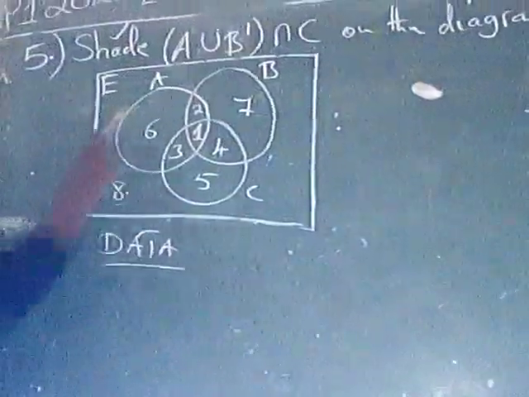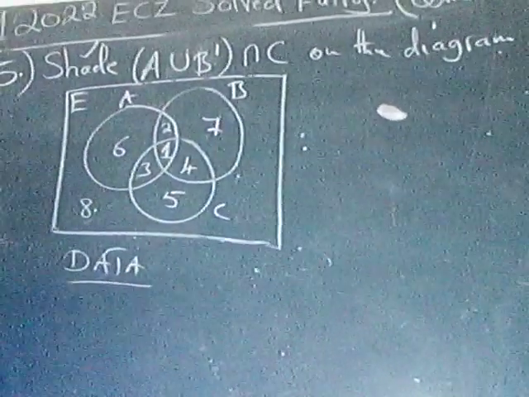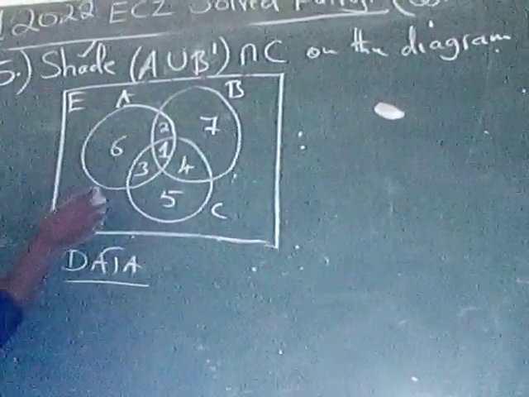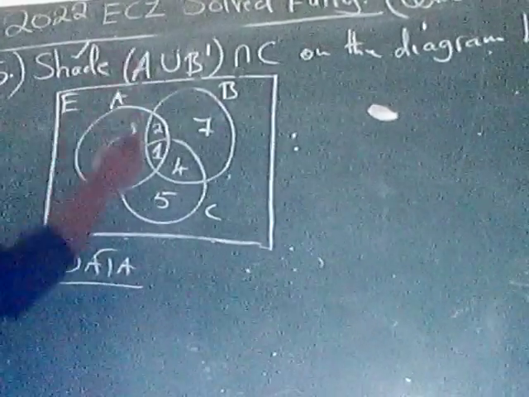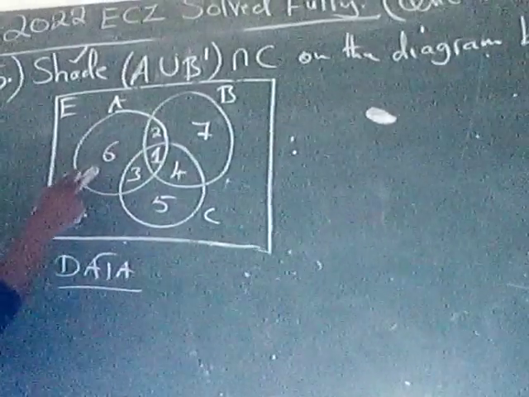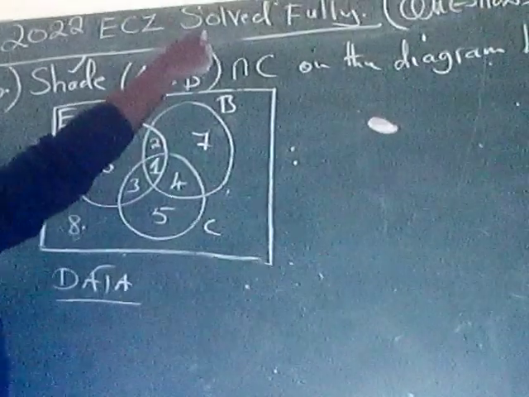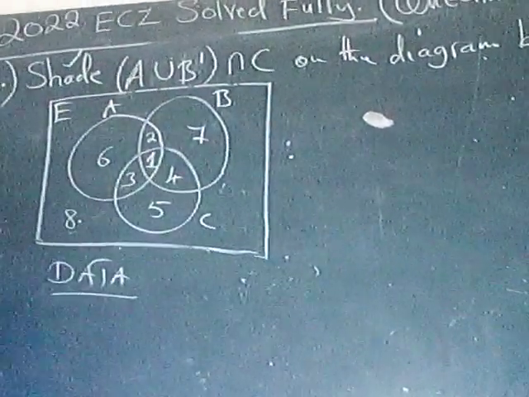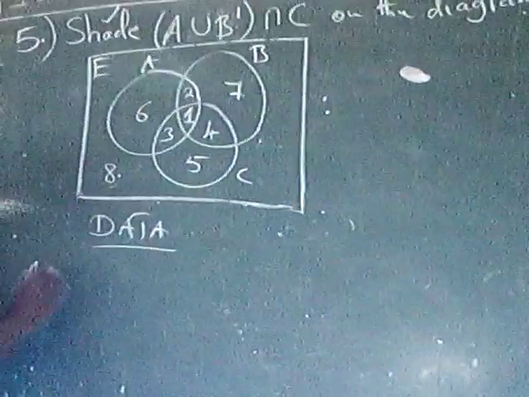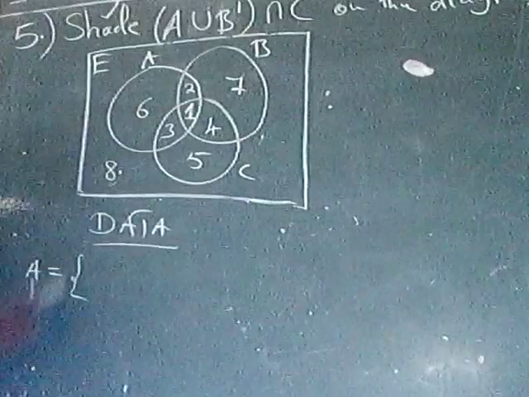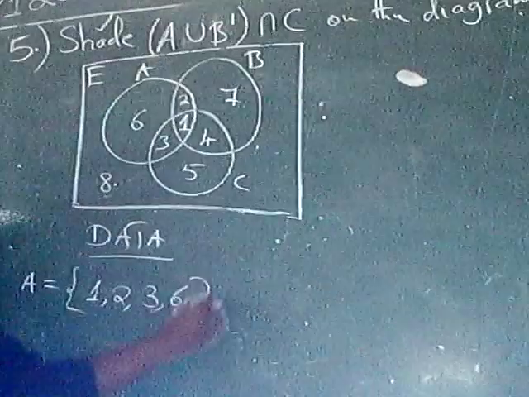We need to understand what is A union B complement. So first of all, A is the whole lot of this shape. Take note please. The numbers in A are 1, 2, 3, 6. Those are the numbers in A. We must also understand the numbers in the B complement. So we go by that order. Set A has got numbers 1, 2, 3, and 6.